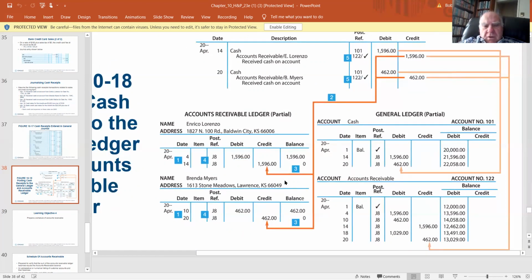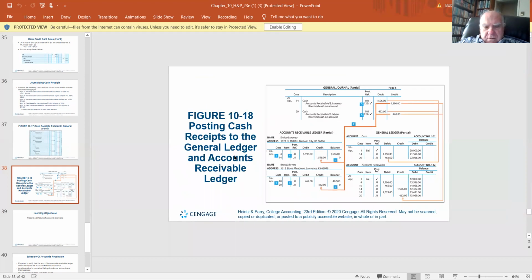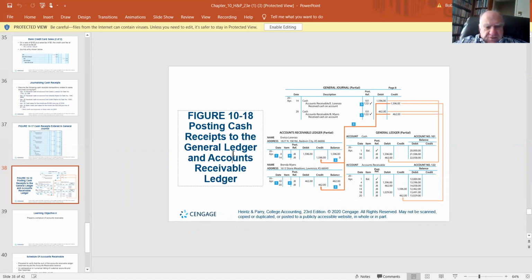Take a look at your AR ledger, the detail. The AR amount of 1596 and the AR amount of 462 are the only things that are going to come over to this ledger. The only thing that hits this accounts receivable ledger is the line called accounts receivable. Let me fix this.